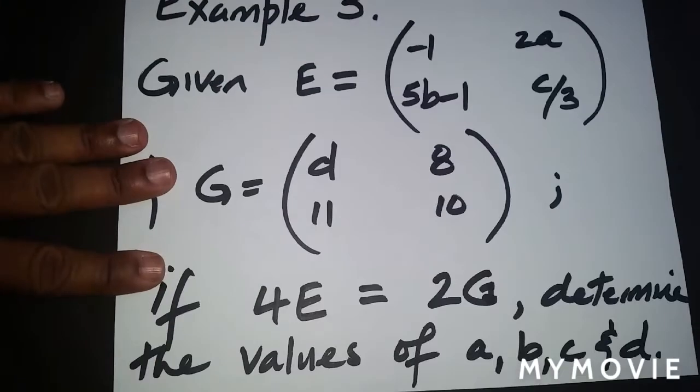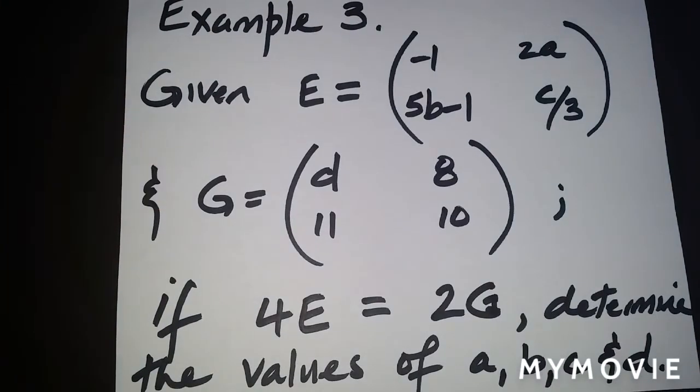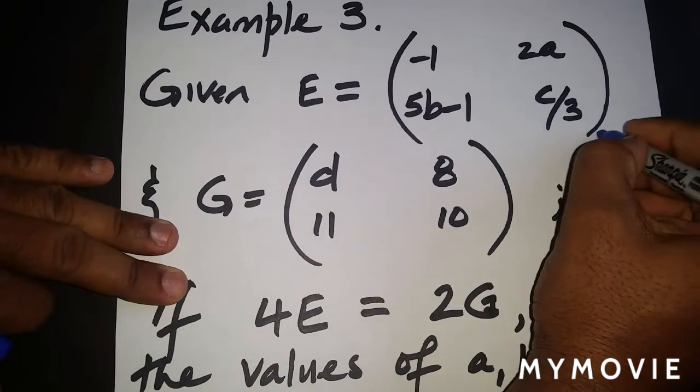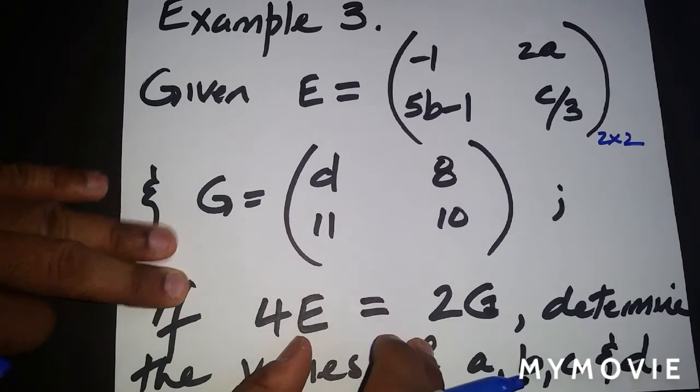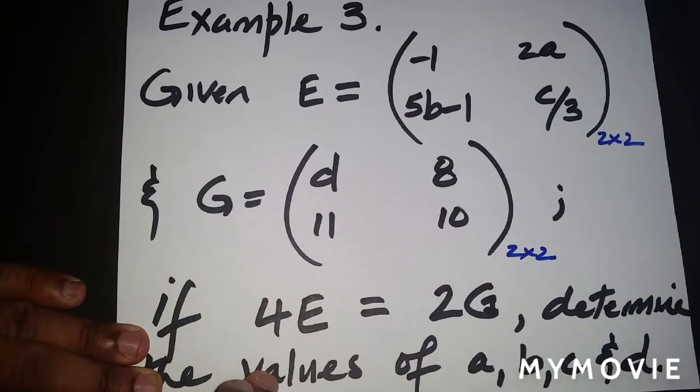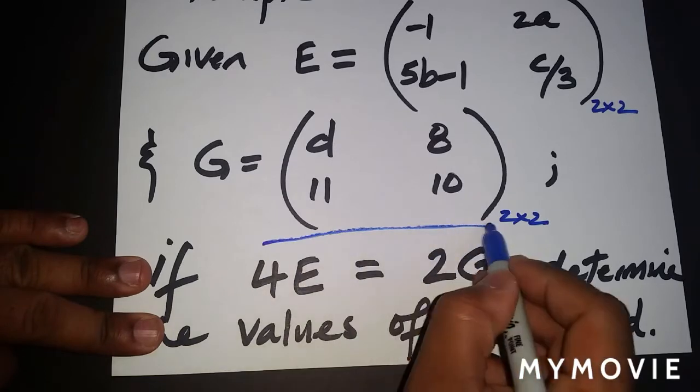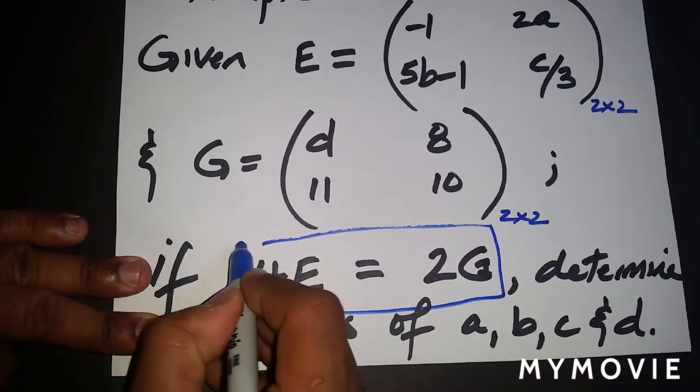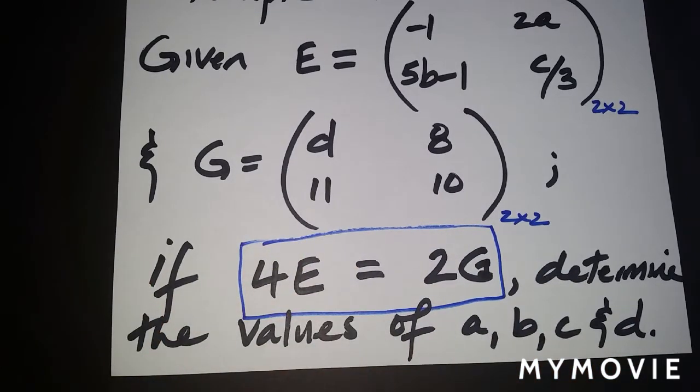All right. Let's take a look now at example 3. An even more interesting question here. So it says, given matrix E is such. So matrix E is actually a 2 by 2 matrix. And given matrix G is such, that's also a 2 by 2 matrix. Now again, important part. If 4E is equal to 2G, determine the values of A, B, C, and D. So we're going to take a look at this one.